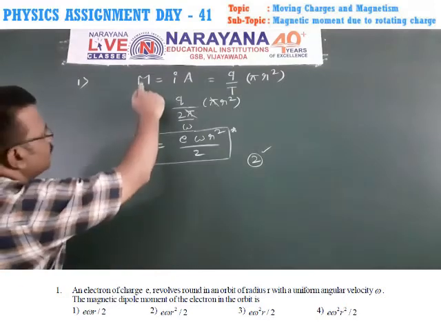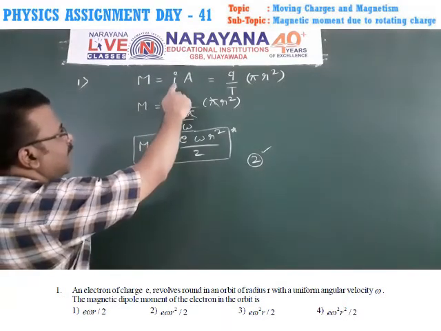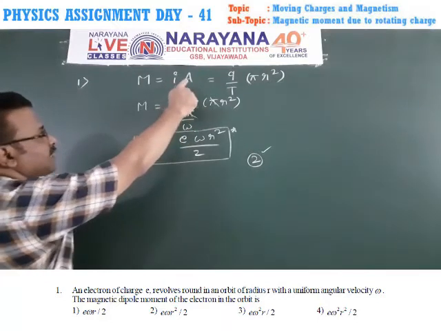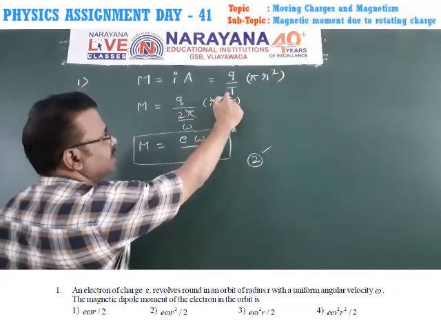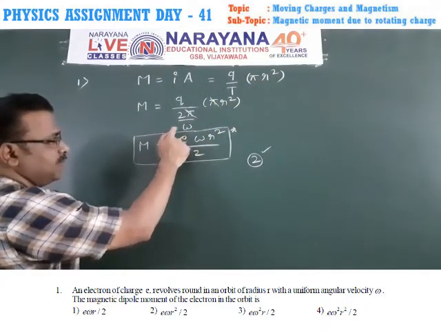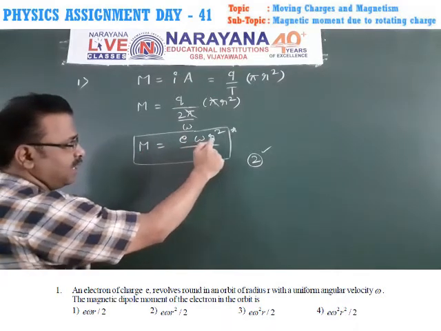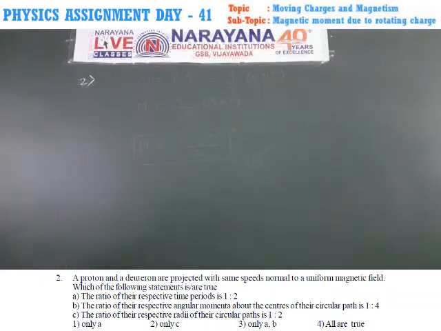So here magnetic moment is equal to NIA, but N is equal to 1. So I into A. I is current and A is area of the orbit. So I is nothing but again Q by T. Area is pi r square. T can be written as 2 pi by omega. By that you will get M is equal to e omega r square by 2. Option 2 is correct.